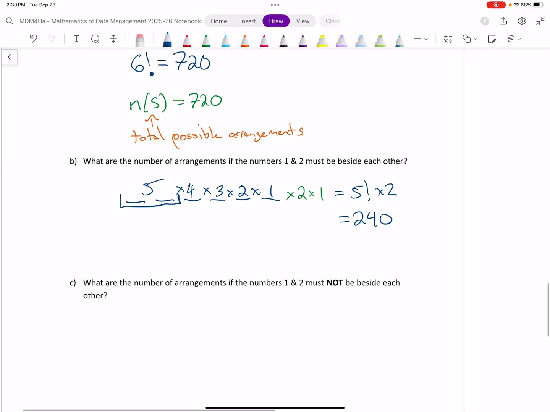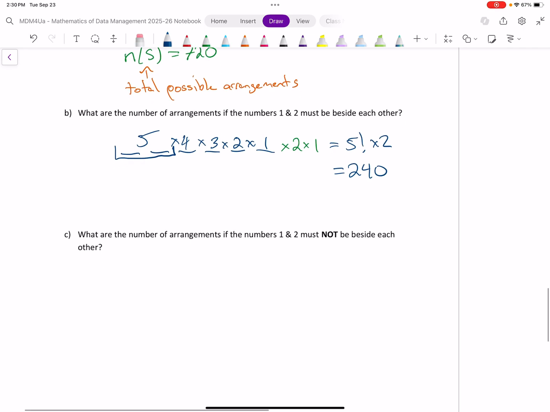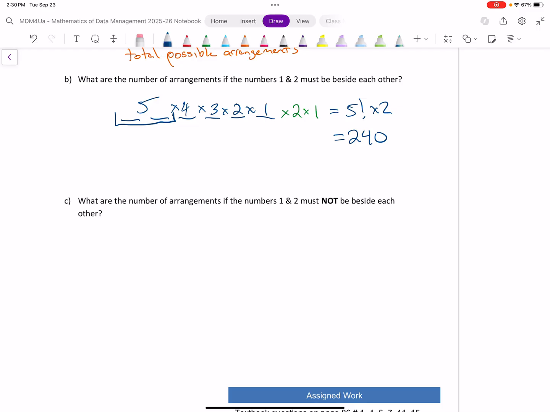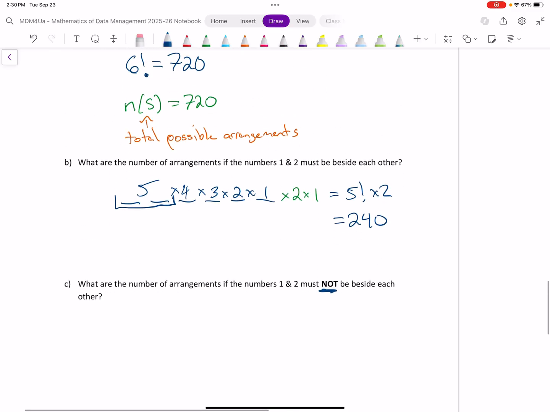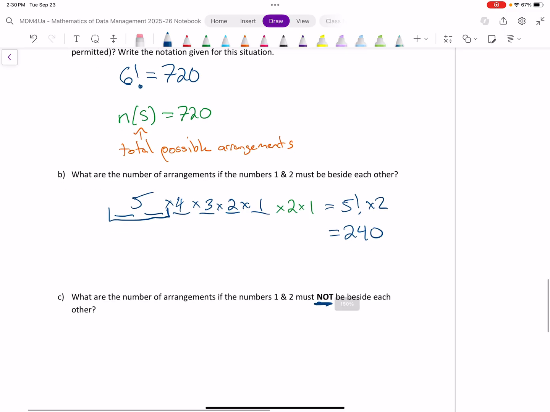So that's good. Hopefully you remember that part. That's a bit tricky. I think we did that in lesson 2 or 3. The last part here is going to add one other thing to this. It says, what are the number of arrangements if the numbers 1 and 2 must not be together? So they're not allowed to be beside each other. And I've led you through this for a specific reason, to see these parts A and part B.